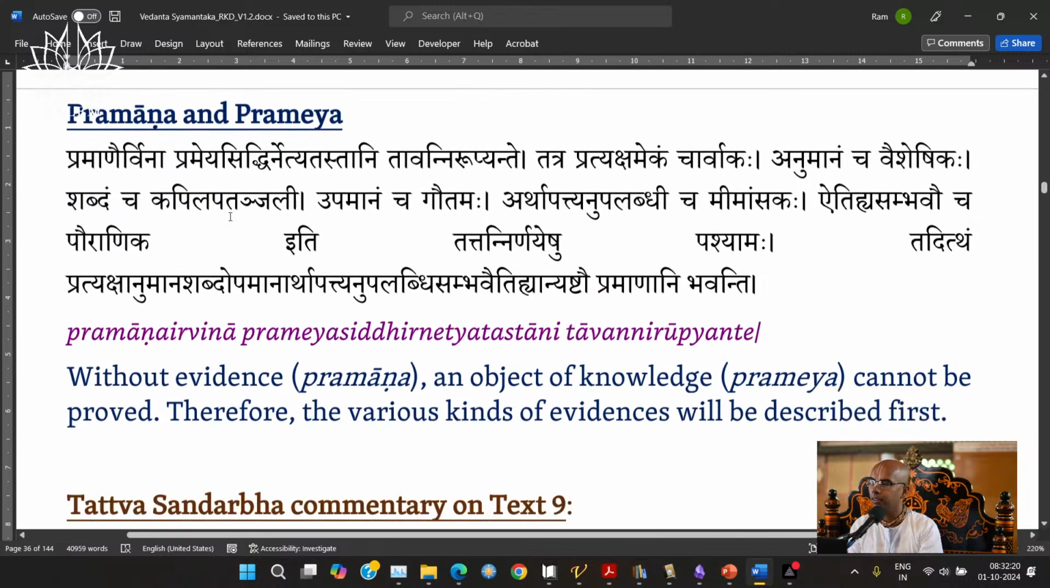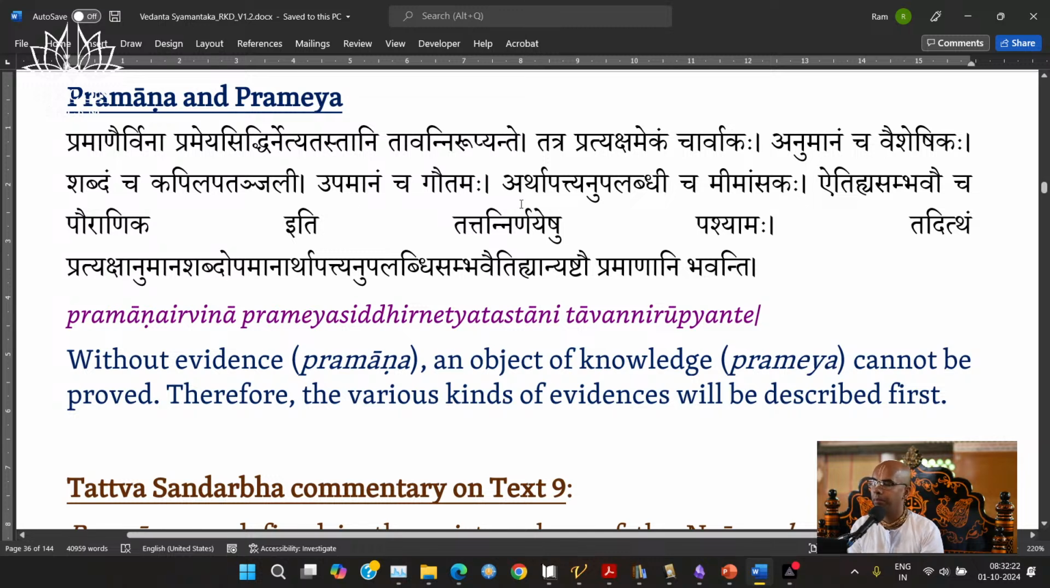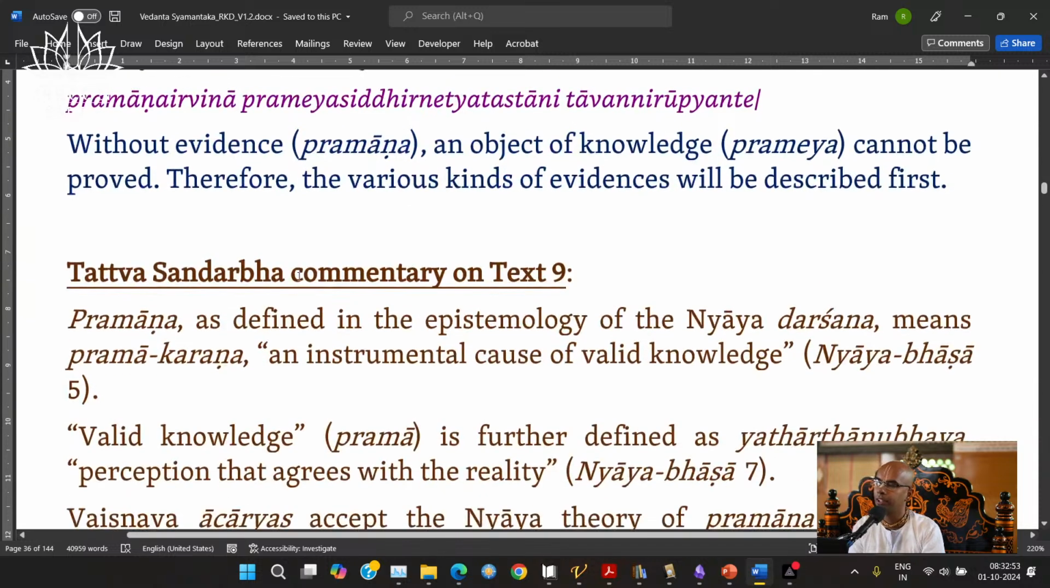Now, the meaning or the definition of this word Pramana and Prameya, we have to understand. Pramana is the instruments which can be used to prove something, and that which is to be proved or that which is to be known is called Prameya. So instruments which are used to give knowledge, or which are employed to gain knowledge, are Pramana, and what is to be known by those instruments of knowledge is called Prameya. Okay, so we will see this commentary on Tattva Sandarbha.